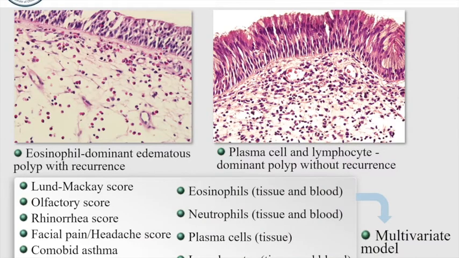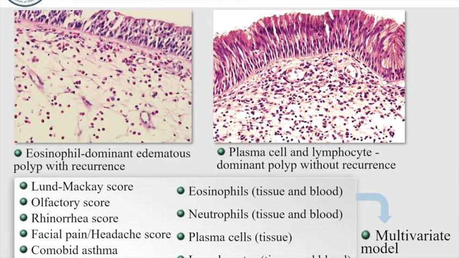In our daily practice, we are expecting to use certain biomarkers to predict the outcome of surgery. So we divided our patients into two groups, the recurrence group and the non-recurrence group. These are two representative photos from the two groups respectively. The left one shows an eosinophil dominant polyp with recurrence, while the right one shows a plasma cell and lymphocyte dominant polyp without recurrence.